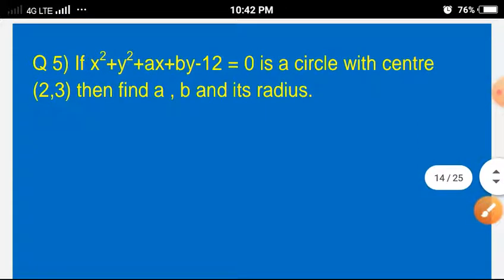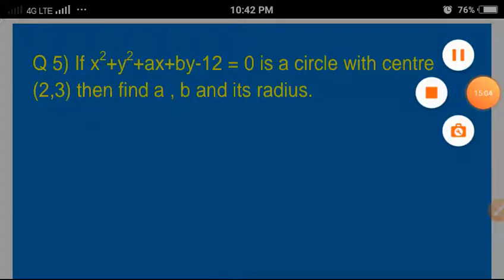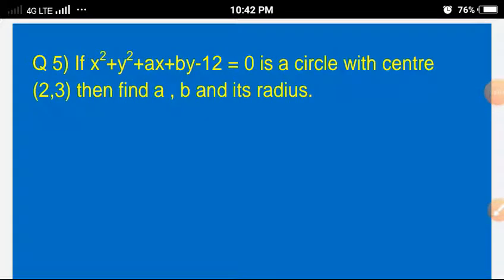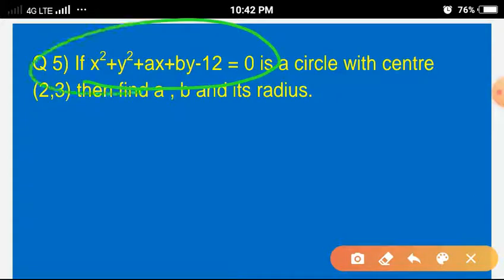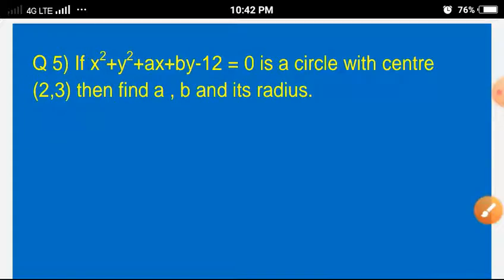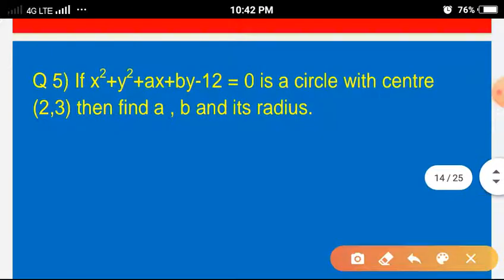Next problem. If x square plus y square plus ax plus by minus 12 is equal to 0 is a circle with center (2, 3), then find a and b and its radius. Here we have the circle equation x square plus y square plus ax plus by minus 12 is equal to 0, a circle which has the center (2, 3), and we have to find the a, b values, and later we have to find the radius.